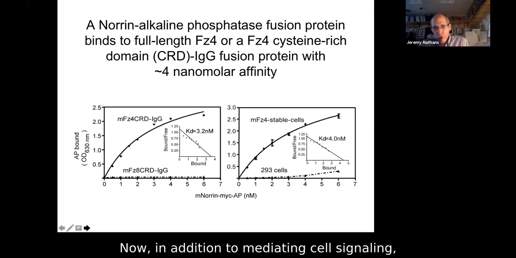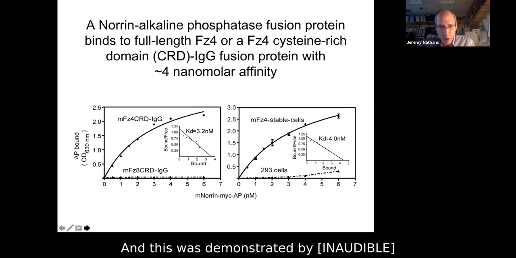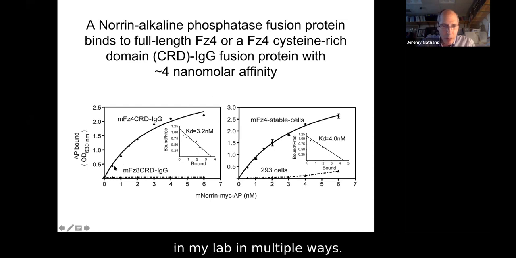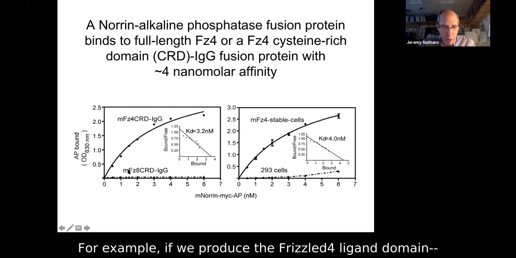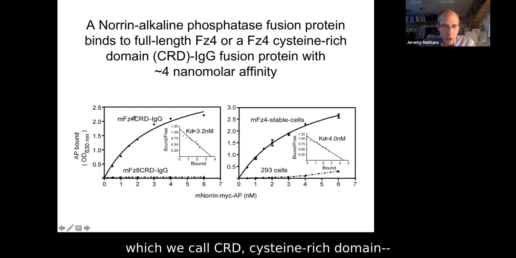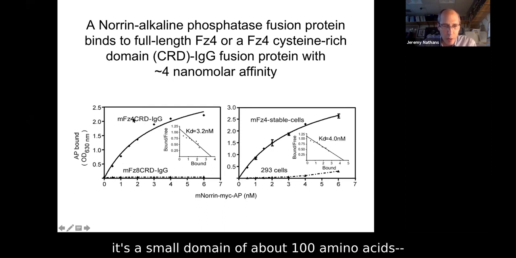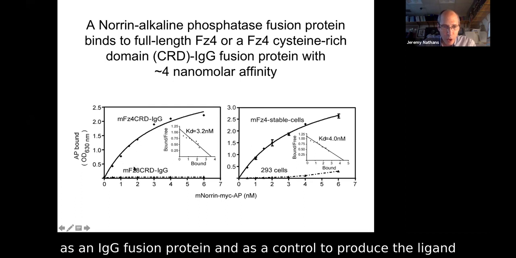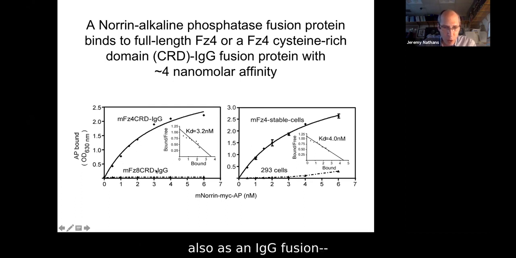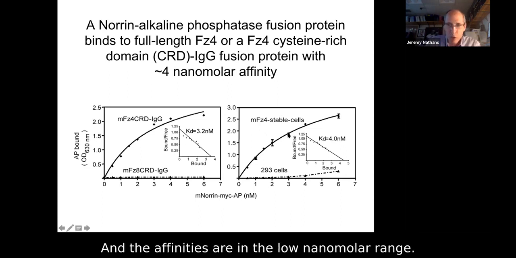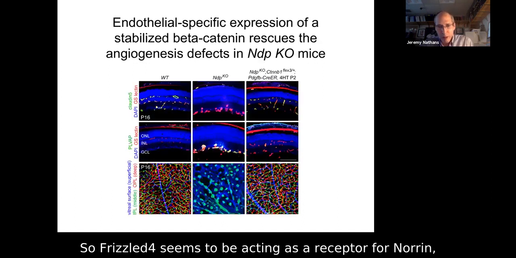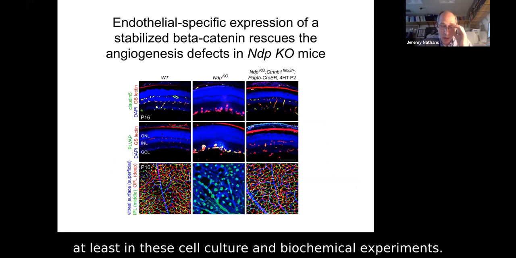Now, in addition to mediating cell signaling, norrin also binds with high affinity to Frizzled 4. And this was demonstrated by Jenshi Shea in my lab in multiple ways. For example, if we produce the Frizzled 4 ligand binding domain, which we called CRD, cysteine-rich domain, it's a small domain of about 100 amino acids, as an IgG fusion protein, and as a control, we produce the ligand binding domain of a different Frizzled, also as an IgG fusion, we see very specific binding of norrin to the Frizzled 4 ligand binding domain. And the same if we do binding to whole cells expressing the full-length receptor. And the affinities are in the low nanomolar range. So Frizzled 4 seems to be acting as a receptor for norrin, at least in these cell culture and biochemical experiments.